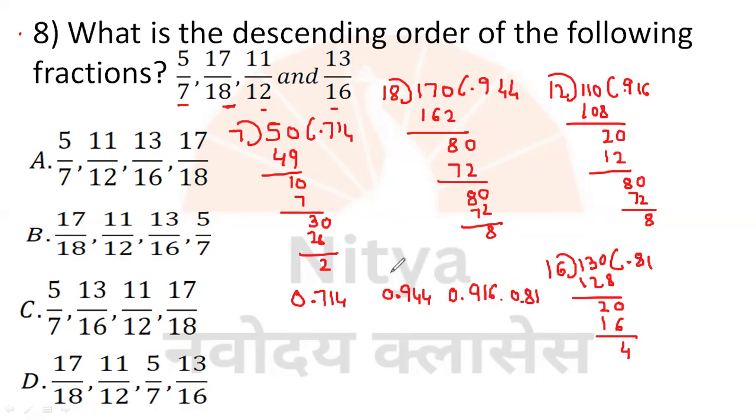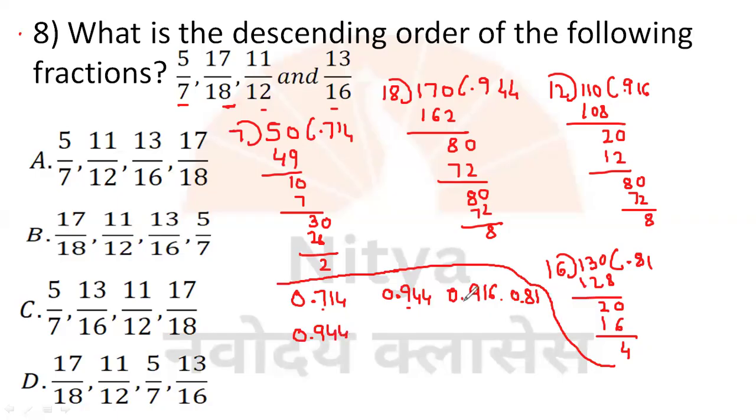Okay. So among these we have to find the descending order. So now we have to arrange these numbers in a descending order. Descending order means largest to smallest. Okay, we know that. So here which is the largest number? See here 7, 9, 9, 8. We have to check out the tenths place digits. So here the largest number is 0.944.